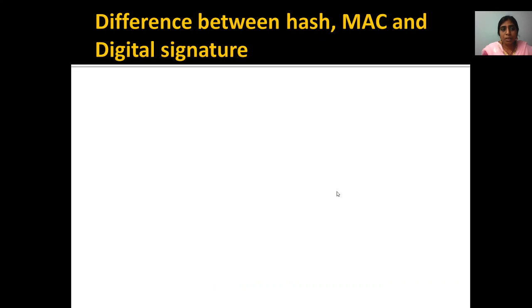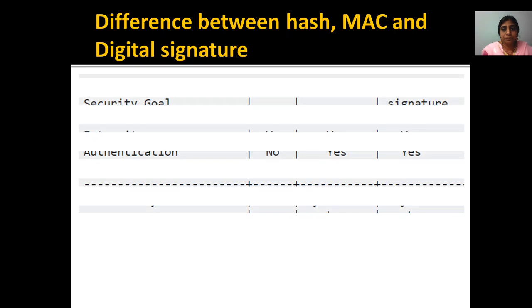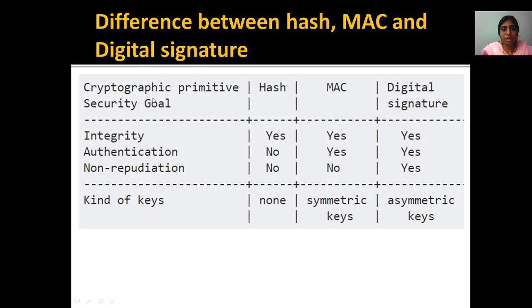So like this the process works. Now, the difference between the hash, MAC and the digital signature. In the cryptographic primitive security goals, we have the hash, MAC and digital signature. Integrity, authentication and non-repudiation are achieved by the digital signature. MAC achieves only integrity and authentication, and hash only the integrity. In MAC we use symmetric keys, and in digital signatures we use asymmetric keys.